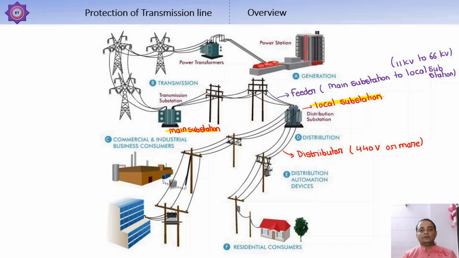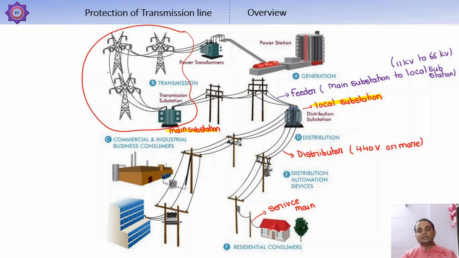And the conductor or line which carries power from the tower to our house is known as a service main. And the conductor or line which carries power from the generating station to the main substation is called a transmission line. It may be at 800 kV or more.